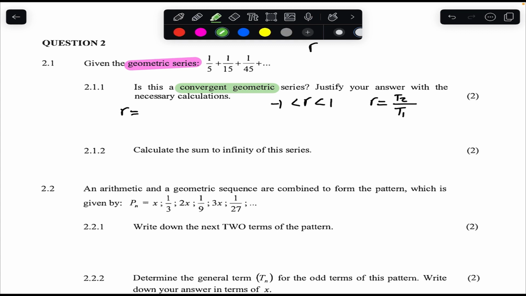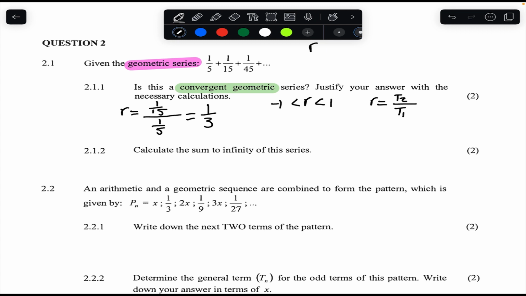Term 2 will be the 1 over 15 that I have there. So 1 over 15 divided by, and now we're going to look at term 1, which is 1 over 5. And if we type that into our calculator, we get an answer of a third.